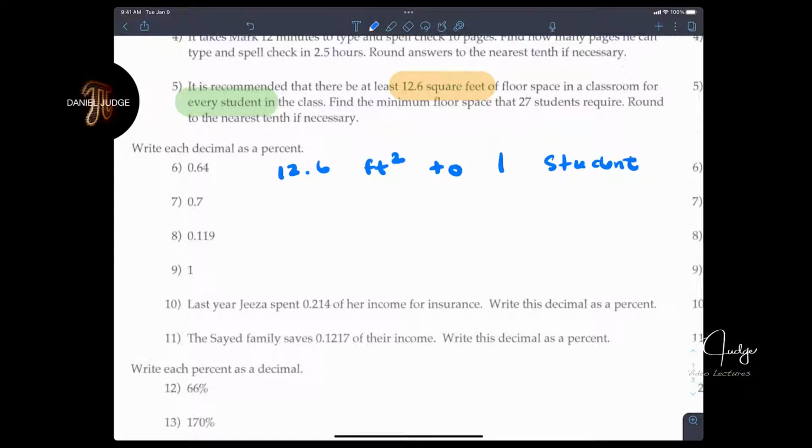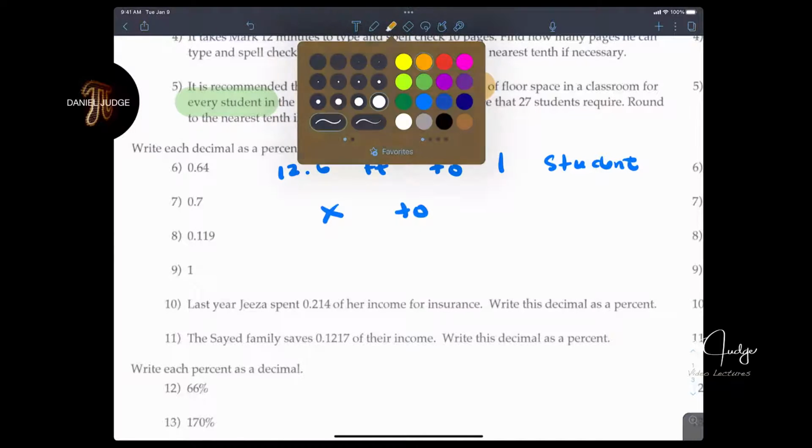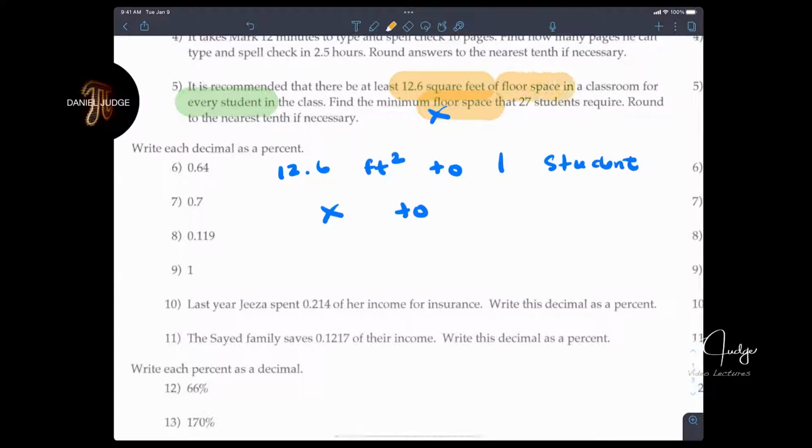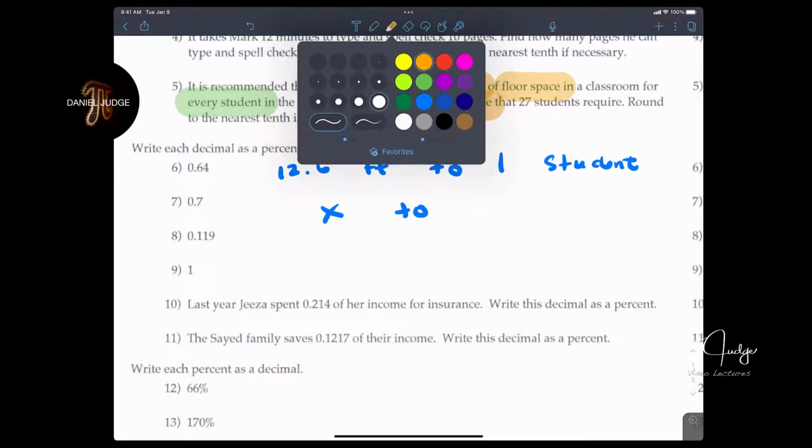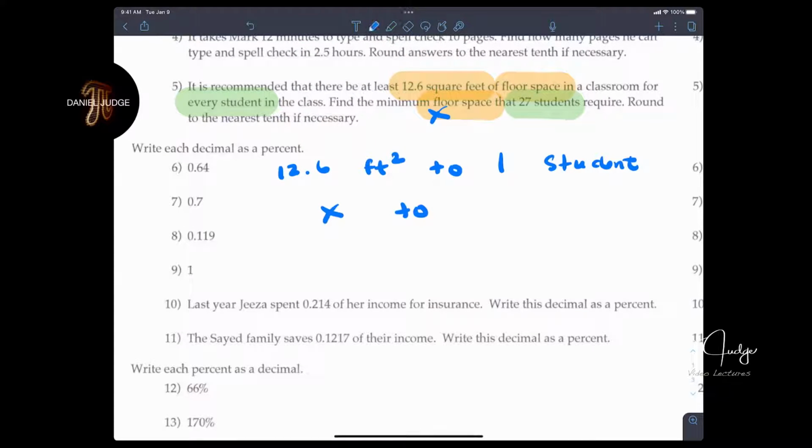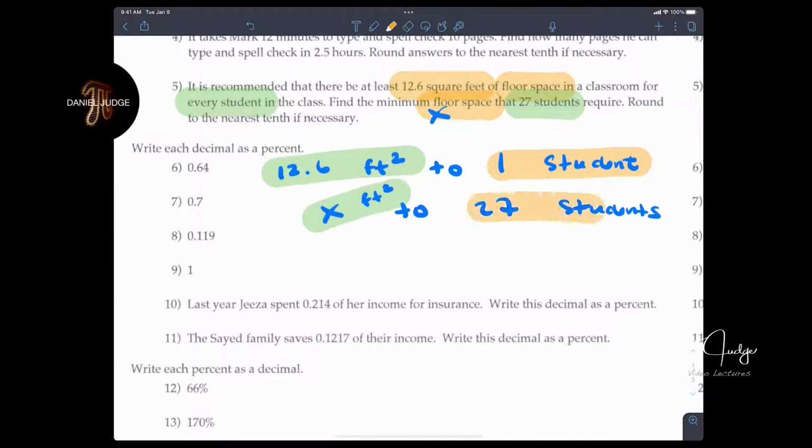Now they're going to say, find the minimum floor space. Find the floor space that 27 students require. That's really a ratio again. Find the floor space. So that's x. The question is going to be your variable, right? Find x. This is that floor space. This is the orange portion, since this is what they're describing in square feet. That represents 27 students. So it's another ratio. So it's 12.6 square feet. This will also be in square feet. So this will be the first quantity to the second quantity. We'll do it by colors.